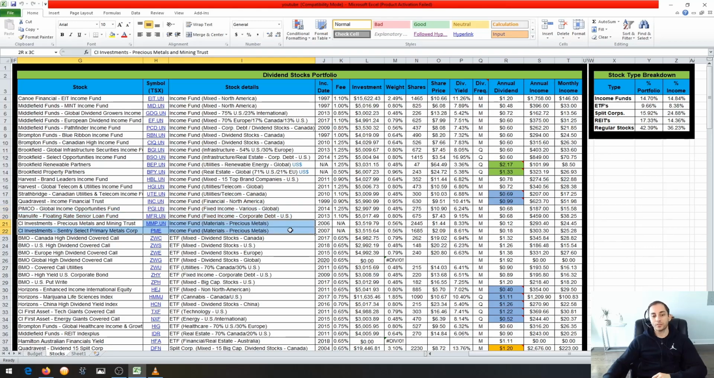The last two income funds that I have give me exposure to gold producers or precious metals. So they're both run by a company called CI Investments, and it's by far one of the best ways I found to get income from gold producers, because owning gold producers individually usually produces very little or no yield, as they usually don't have a dividend, or if they do, it's very, very small.